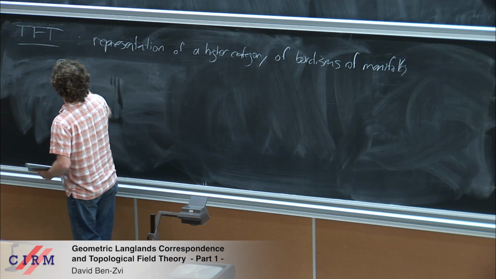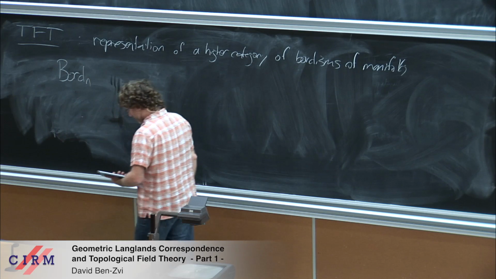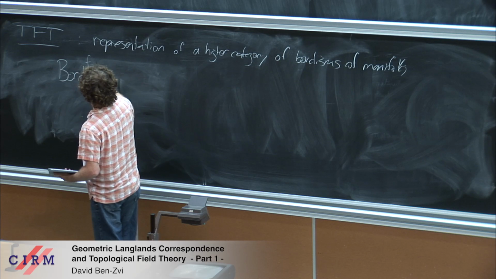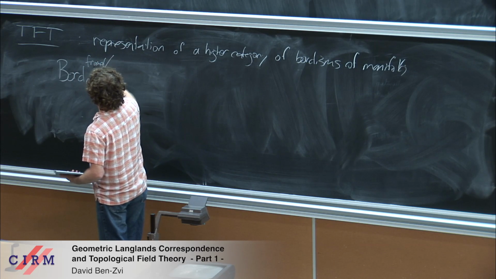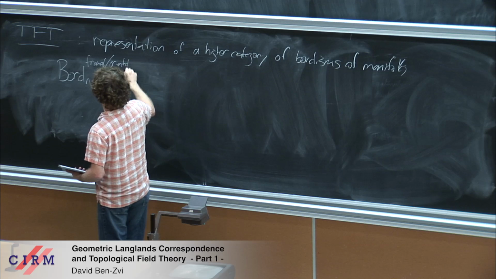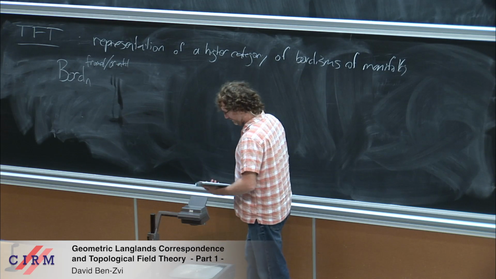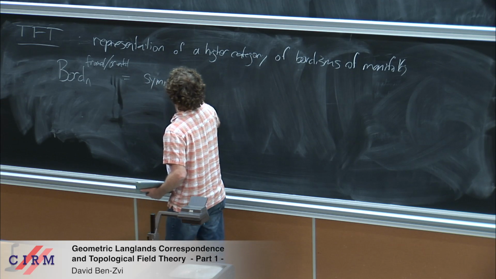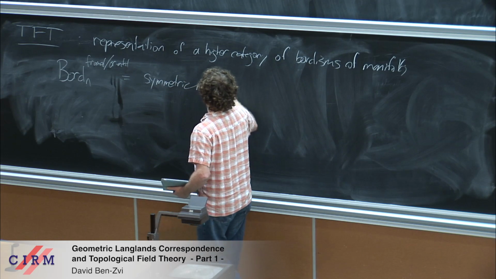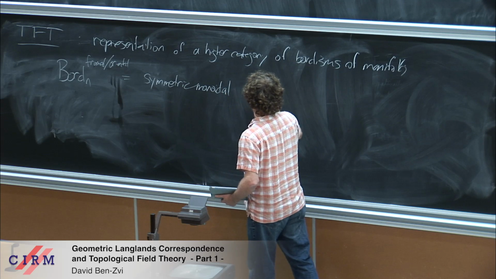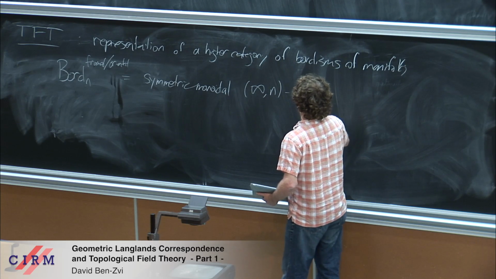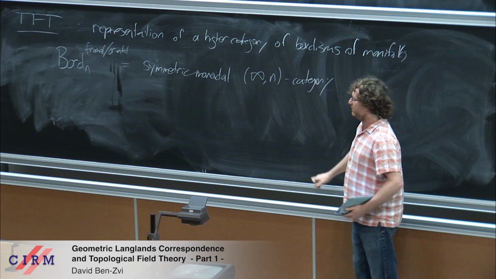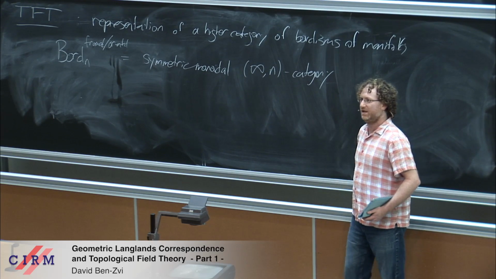So there's some object called Bord_n, and there's actually a few versions. So let's say there's going to be a few versions with adjectives like framed or oriented or unoriented or spin, various adjectives we can put on the manifolds. And this is going to be a symmetric monoidal higher category. So it's going to be an (infinity, n)-category. And I will treat these things in a very schematic way. So let me say schematically, what kind of thing does this look like?